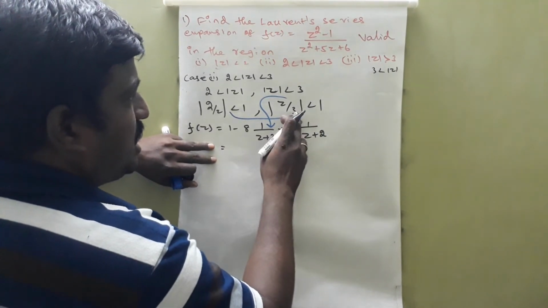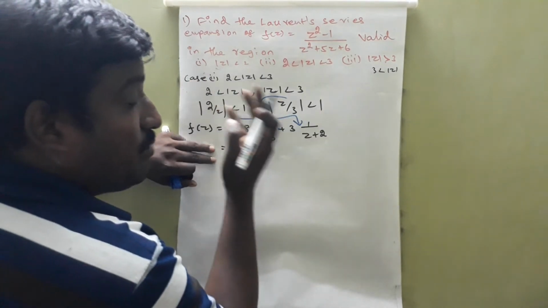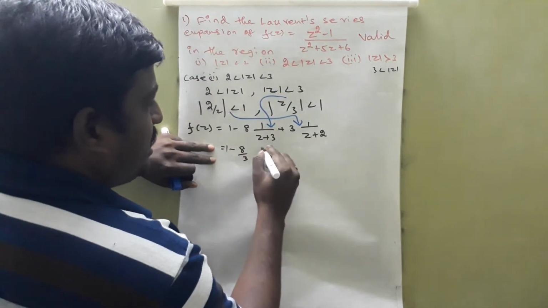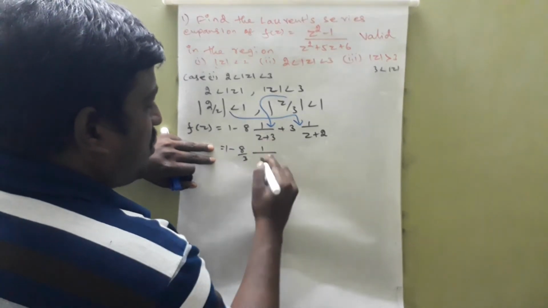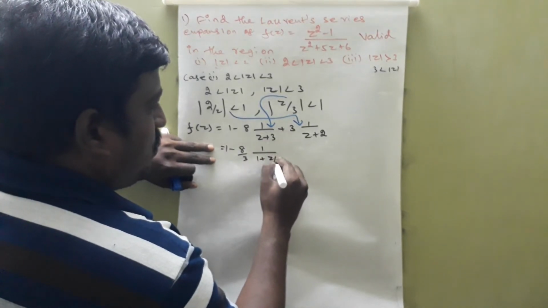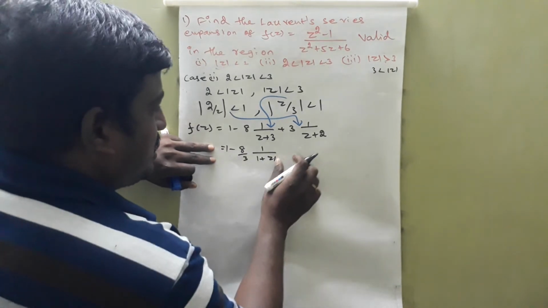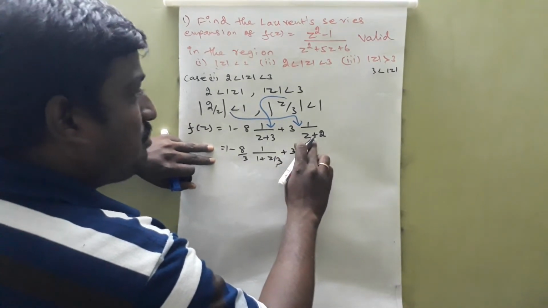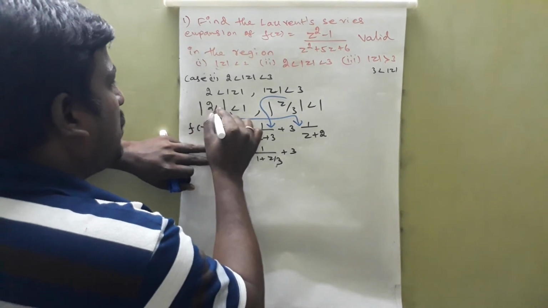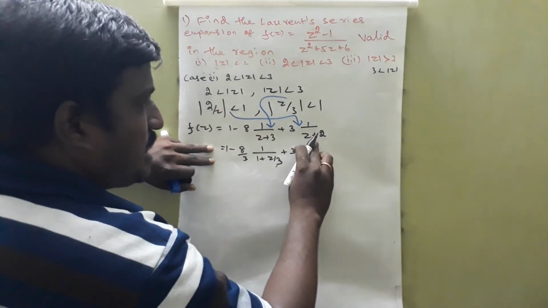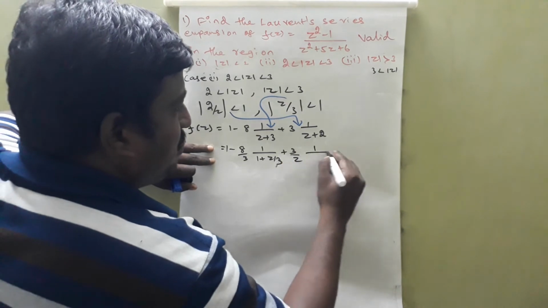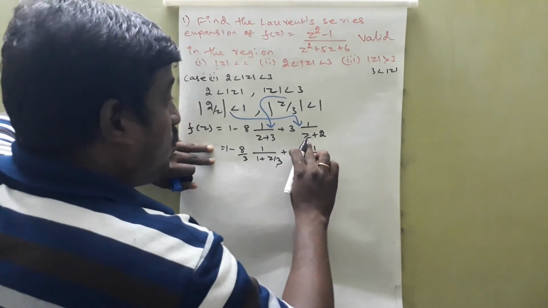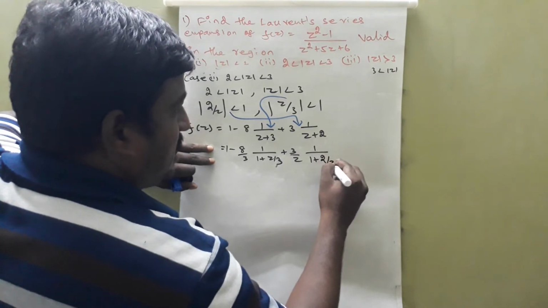From this condition, in the denominator I have 3, so I have to take 3 outside. So 1 minus 8 by 3. If I take 3 outside, I will get 1 here, so here I will get z by 3. Is it correct? Then 3 times, here I have to take z outside because I have the condition 2 by z. If you take z outside, 1 plus, here you will get 1, here 2 by z. Now apply the condition.